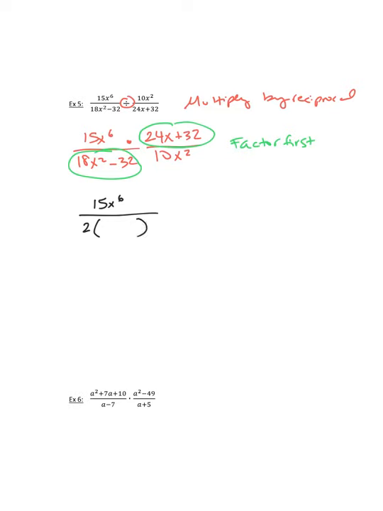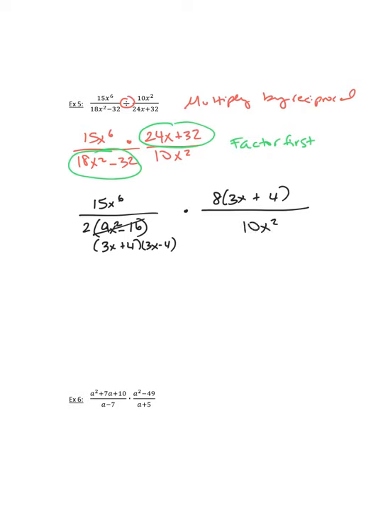So 2 goes in as a GCF. 2 times 9x squared minus 16. And then this 9x squared minus 16 can be factored into a difference of squares: 3x plus 4 times 3x minus 4. On the other side, in the numerator, I have a GCF of 8, sorry. 8 times 3x plus 4. And then in the denominator, I just copy it down.